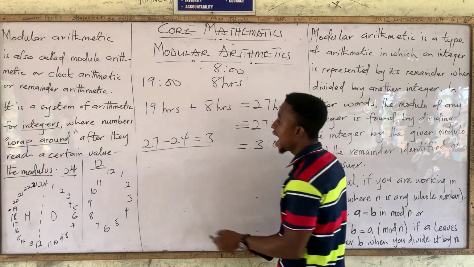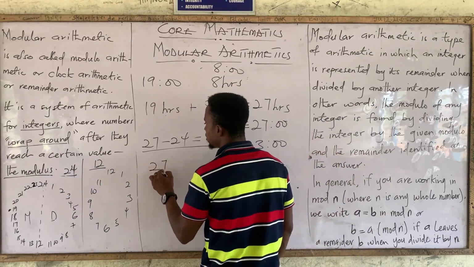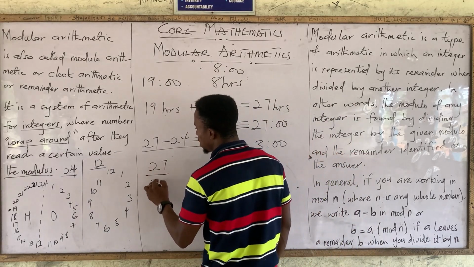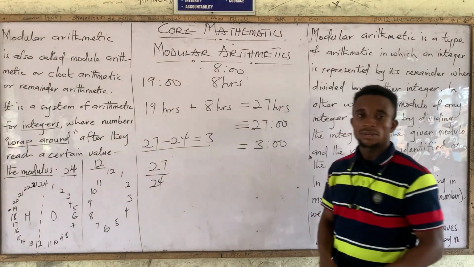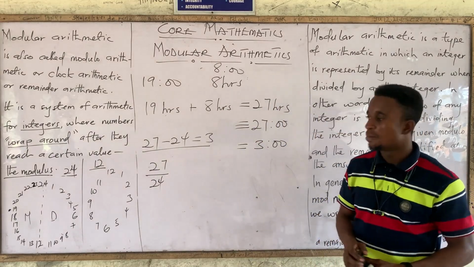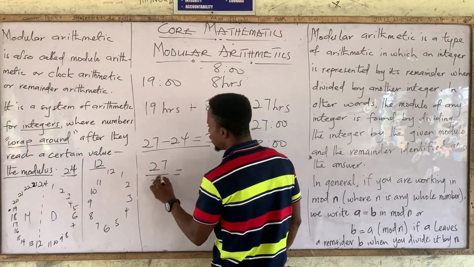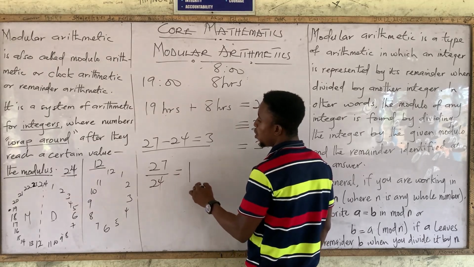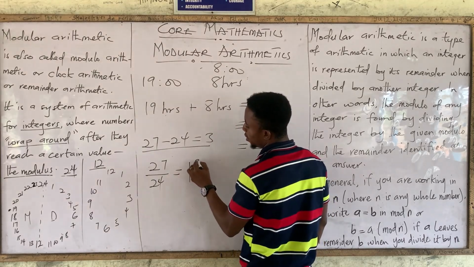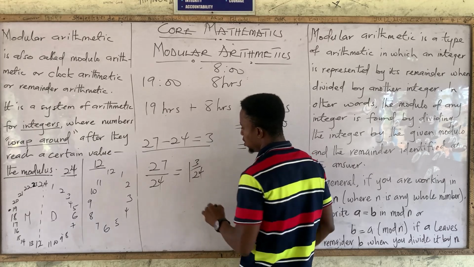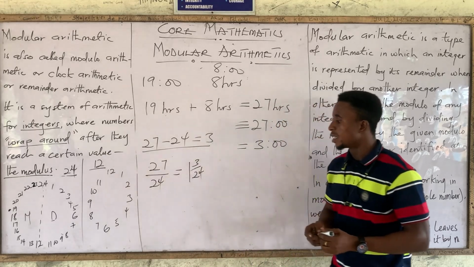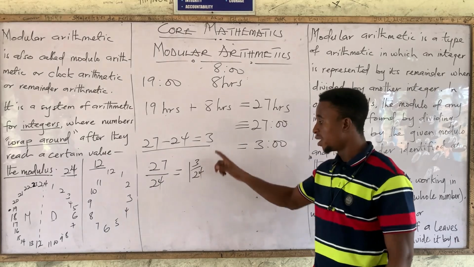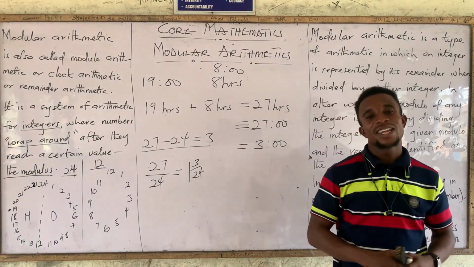3 is that I can take the 27 and divide by the modulo. So if I take this one and divide, I'm going to get one whole number, that is 3 on 24. So 1 times 24 is 24, then plus 3, 27 on 24. Please, are we getting that?